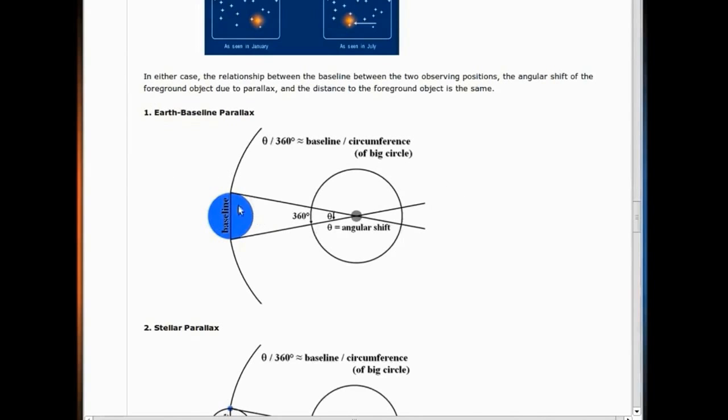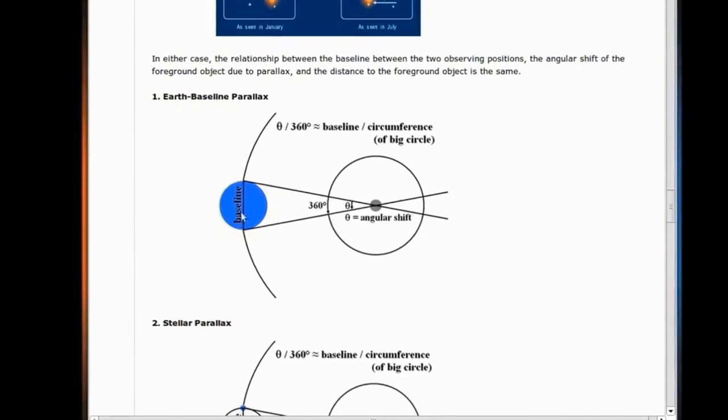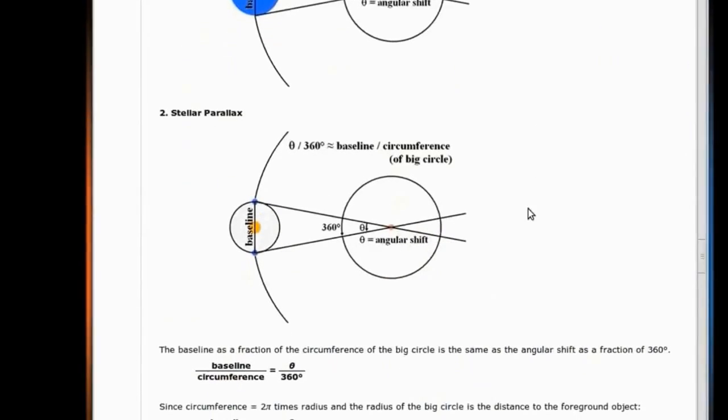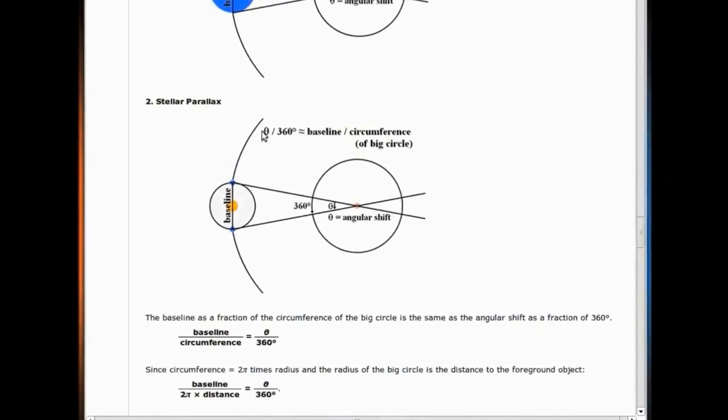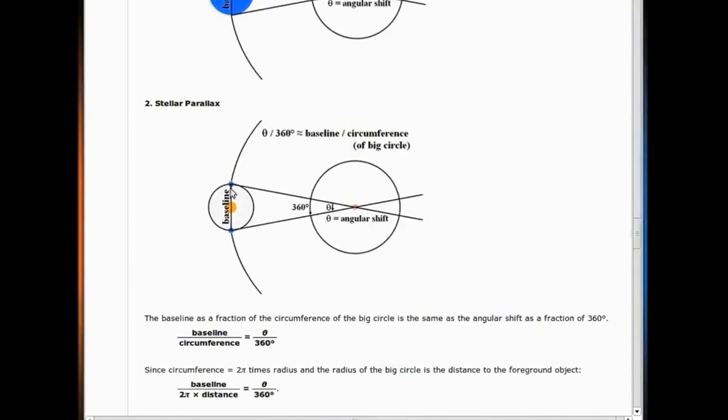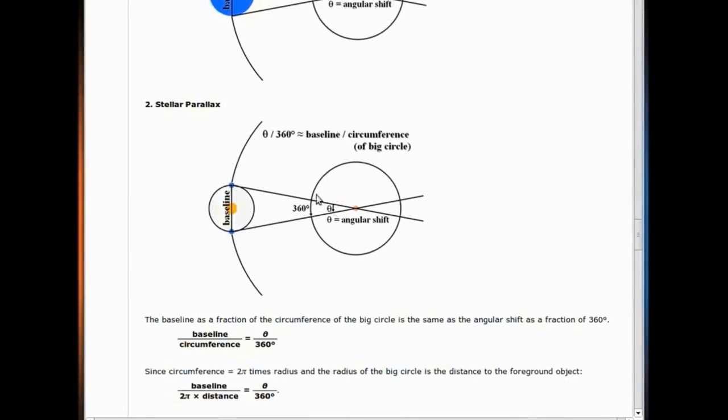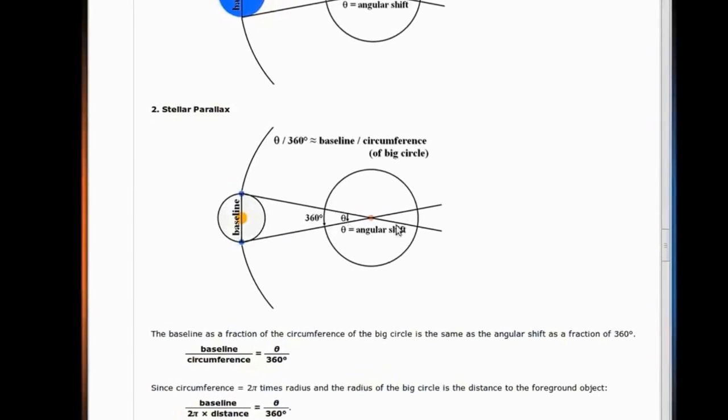And so for Earth baseline parallax, we know that this baseline is going to be the diameter of the Earth. Well, similarly, for stellar parallax, we could use that exact same equation, and we could now say that this baseline is now the Earth orbiting around the Sun, rather than the full diameter of the Earth. It's now the diameter of the Earth's orbit, so that's our baseline. But it's the exact same argument that we just made. This baseline is some fraction of this total circle in exactly the same way as this angular shift theta is some fraction of 360 degrees.